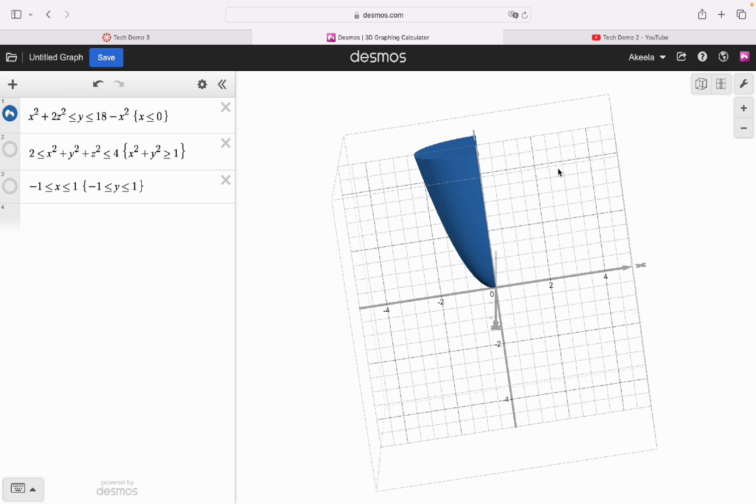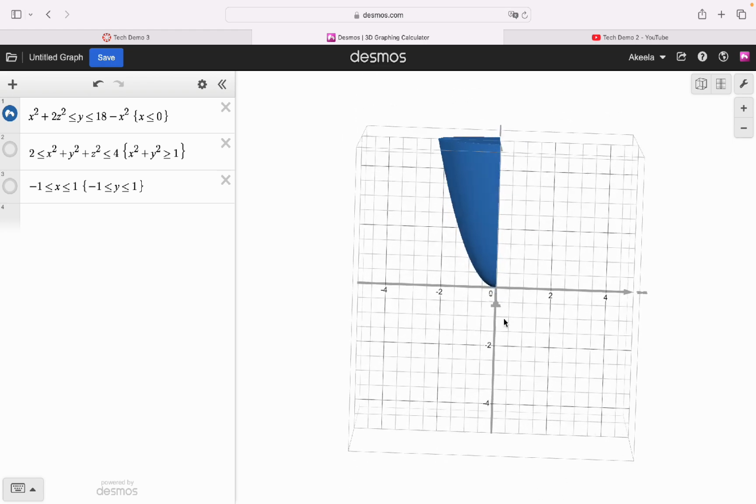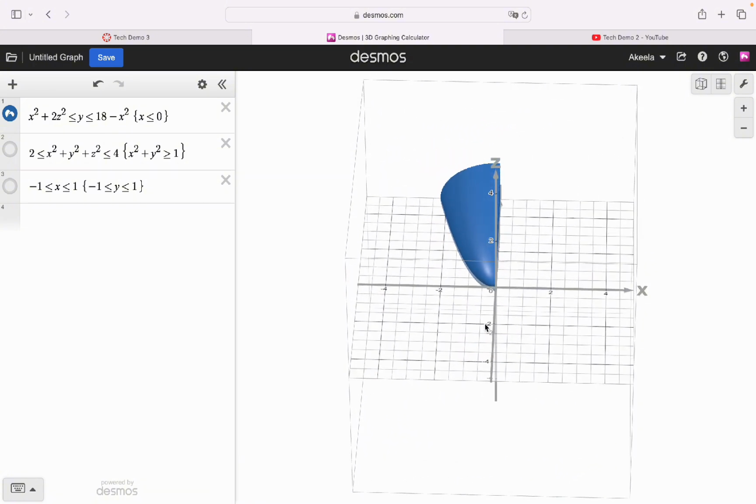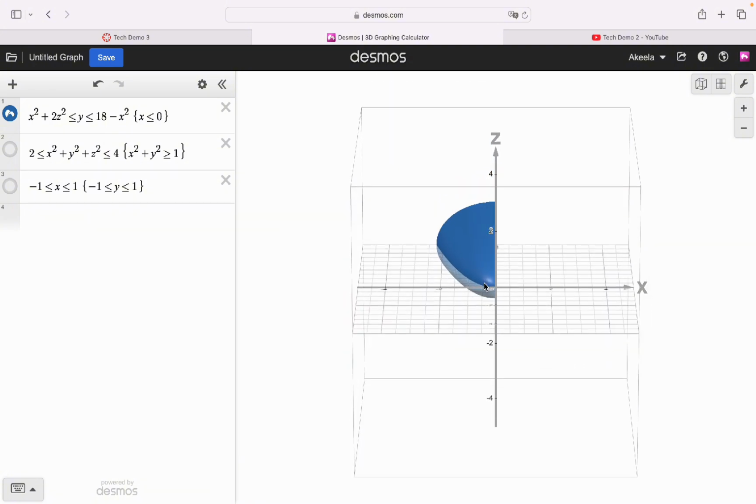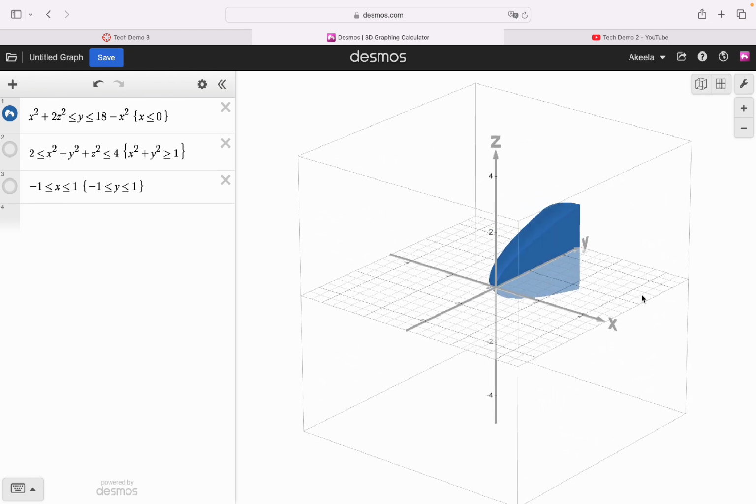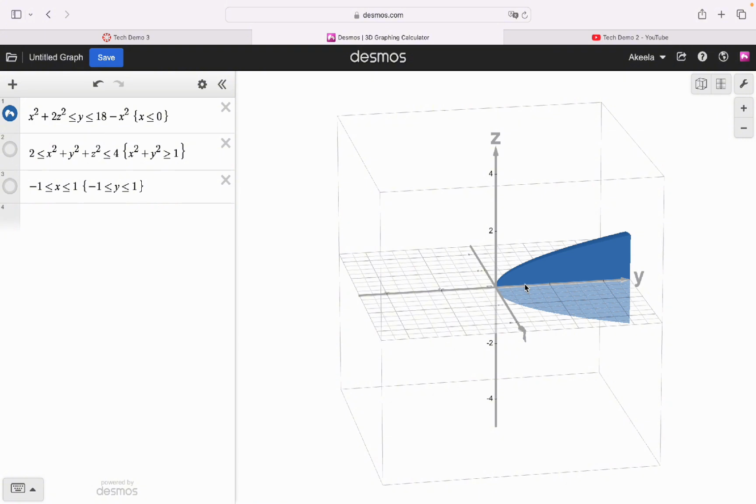So you see we have a half bowl and the bottom surface is y equals x squared plus 2z squared, and the cap is y equals 18 minus x squared. And the flat face is the plane x equals 0.